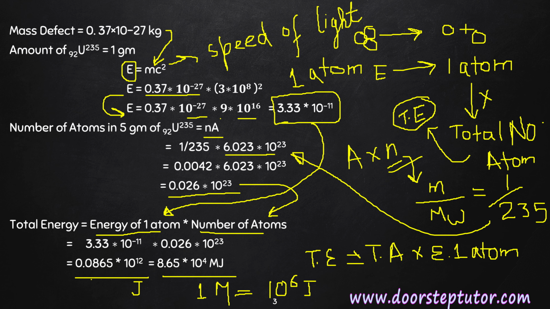So 3.33 into 10 power minus 11 into 0.025026, 0.026 into 10 power 23 is equal to 0.08658 into 10 power 12.